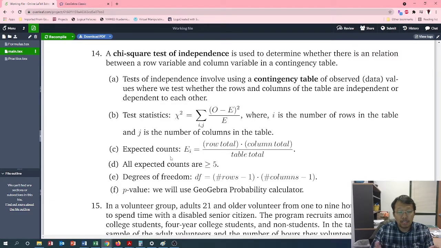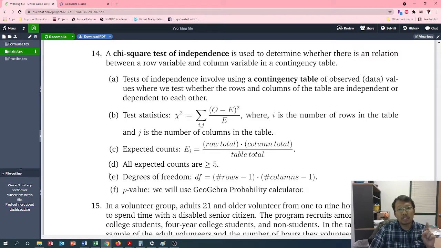To find the expected counts, you need to come up with a new table, and this is the formula by which each of the cells is calculated. All the expected counts in each cell should be greater than or equal to 5. Degrees of freedom is equal to the number of rows minus 1 times the number of columns minus 1. Then for the p-value, we will always use the GeoGebra probability calculator, and it's straightforward.